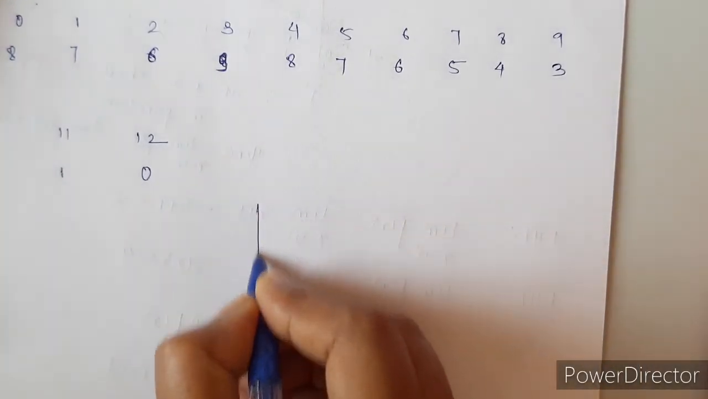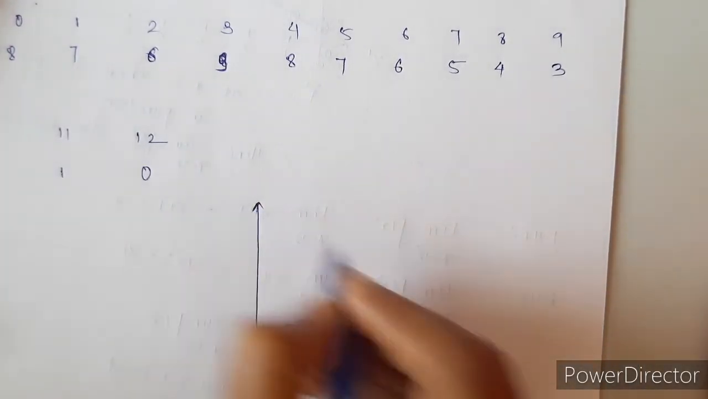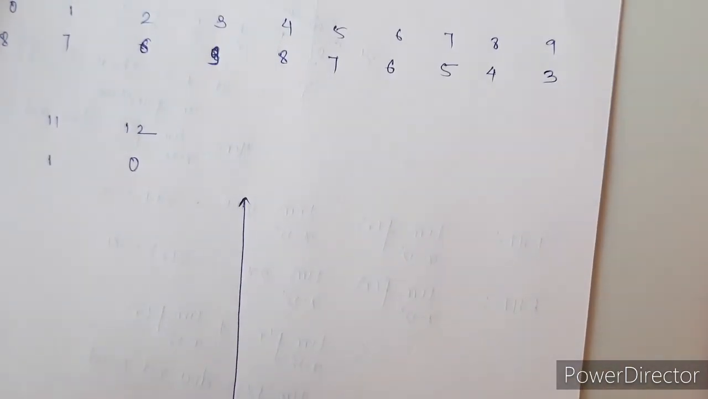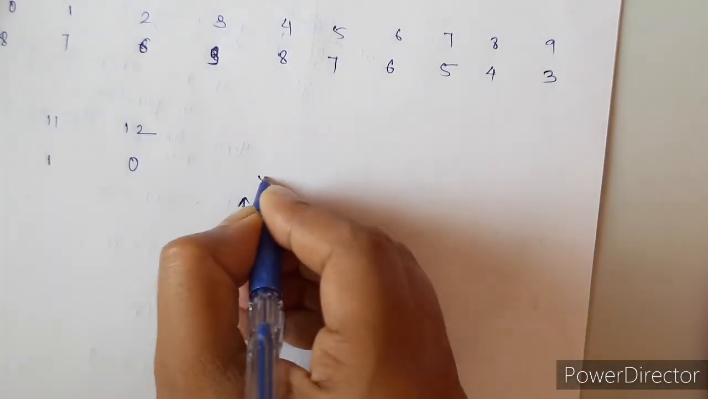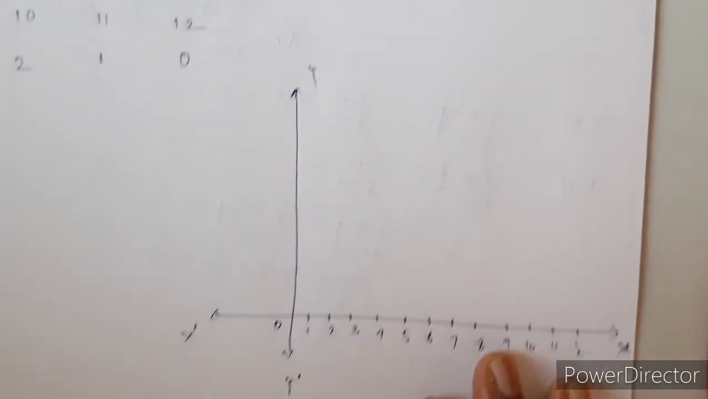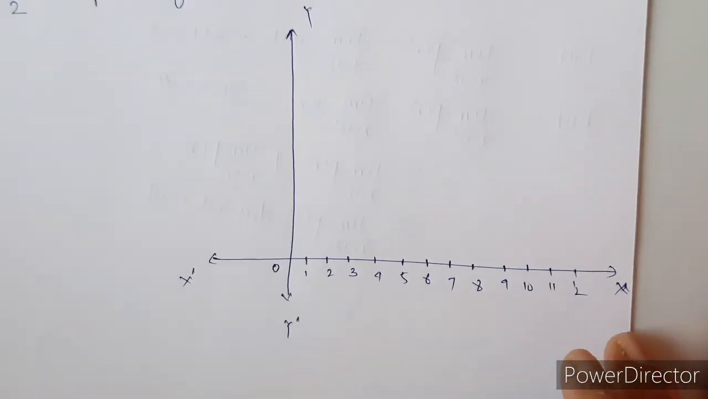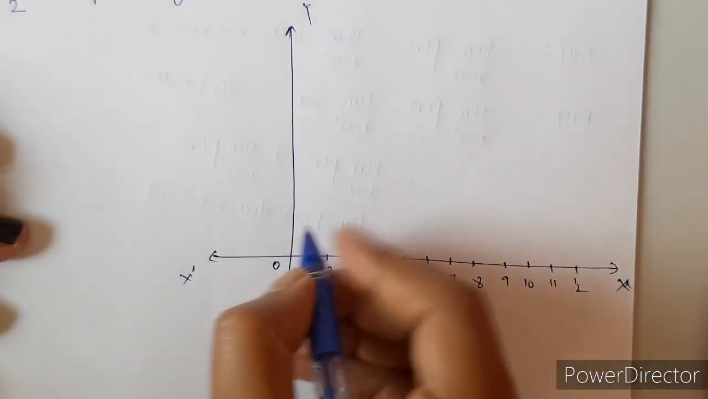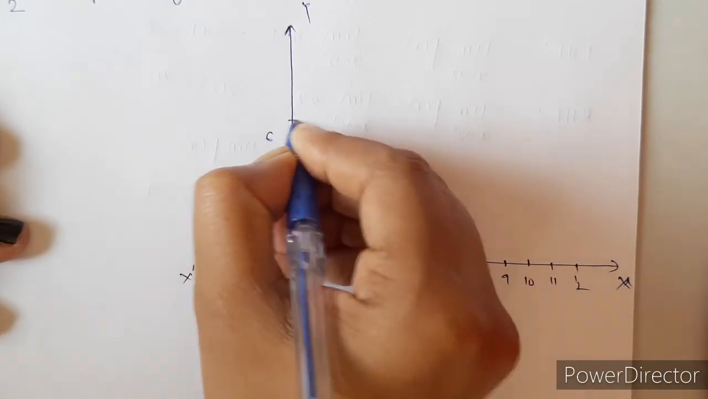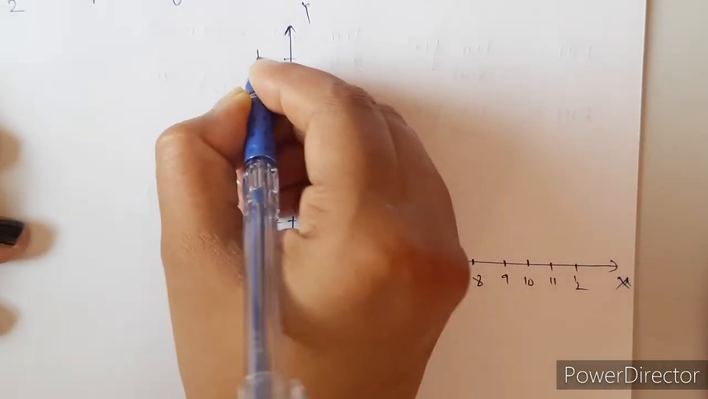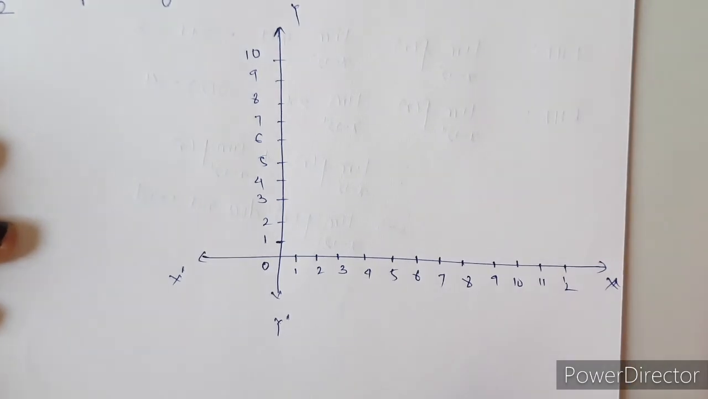Now next step is we have to draw the graph. So our domain is from 0 to 12. This is 0, 1, 2, 3, 4, 5, 6, 7, 8, 9, 10, 11 and 12. This is our x-axis. Negative x-axis, y-axis, negative y-axis. Okay, so we got these points. Now y: 1, 2, 3, 4, 5, 6, 7, 8, 9 and 10. Okay, so we got the point. Now let's plot the graph.